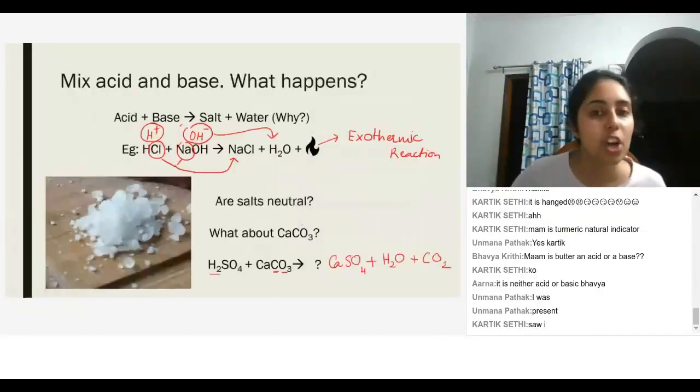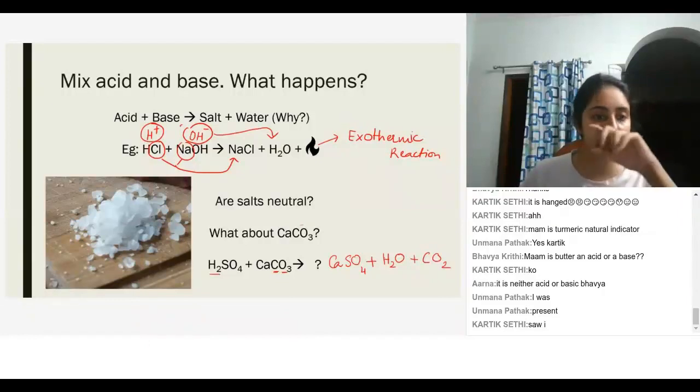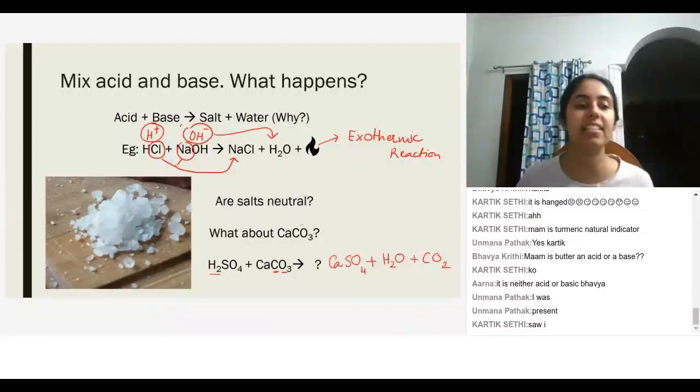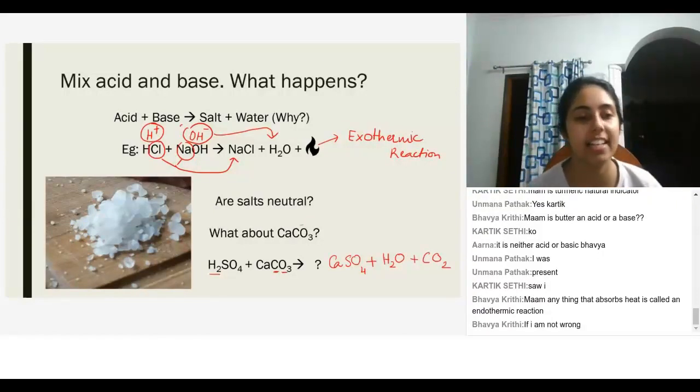Now, are all salts neutral? Question for you guys. Are all salts neutral? No, ma'am. Can you tell me why, or in what cases, a salt is not neutral? Yes, Bhavya. Any reaction that absorbs heat is called an endothermic reaction. That is right.